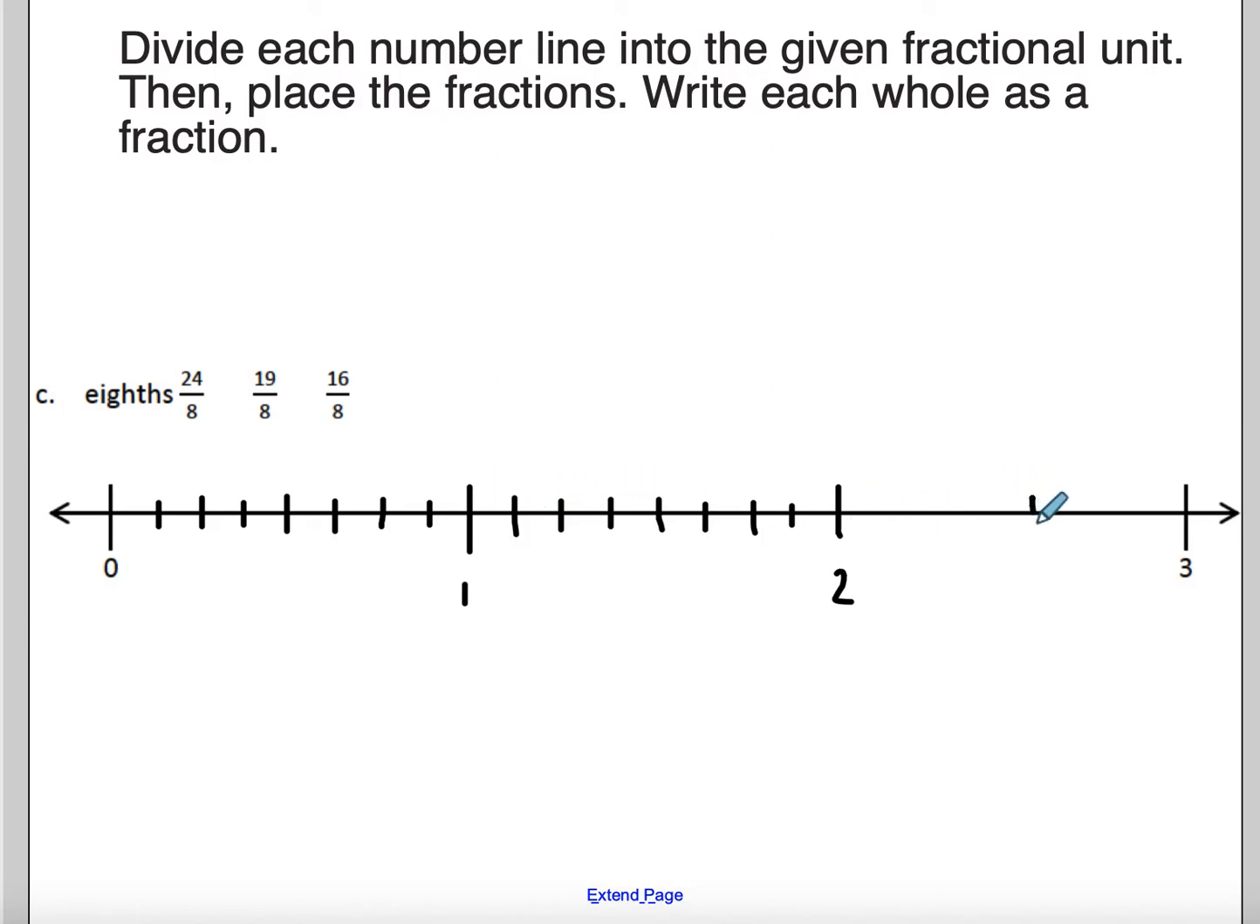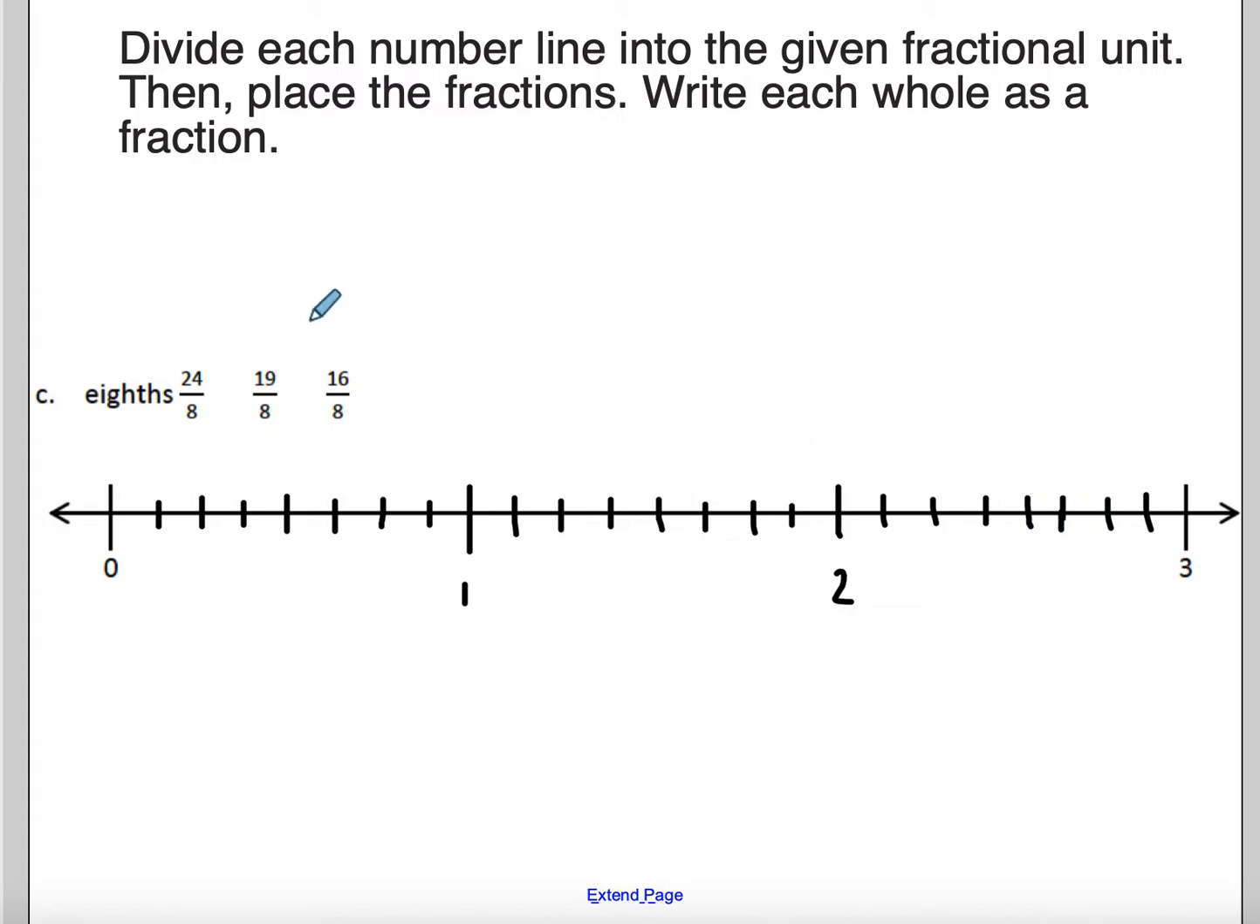And lastly, this other whole I want to again split into eighths. All of these are eighths. I want them to all be eighths. I don't want to have eighths and sixths or something else, because we're only working with eighths for this one. 1, 2, 3, 4, 5, 6, 7, 8. This looks a little wonky. Let me fix that. Here we are. All right, that's a little better.